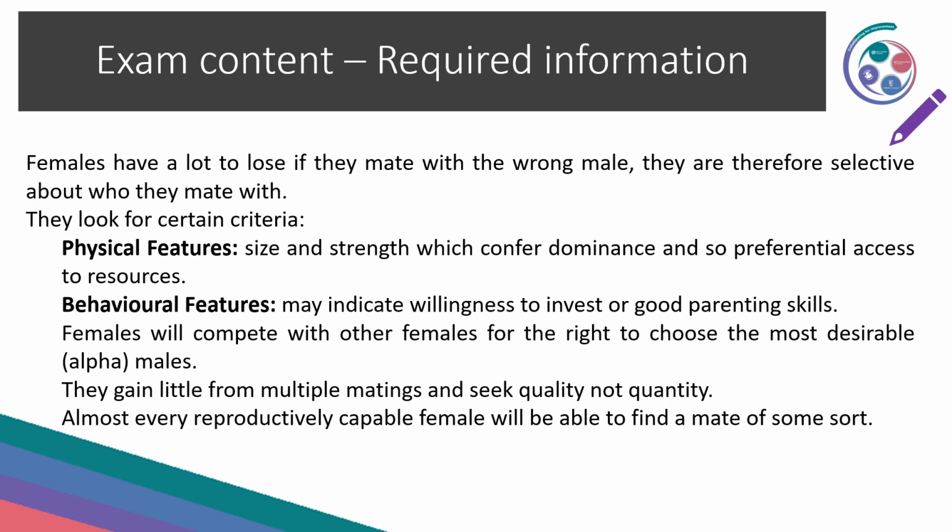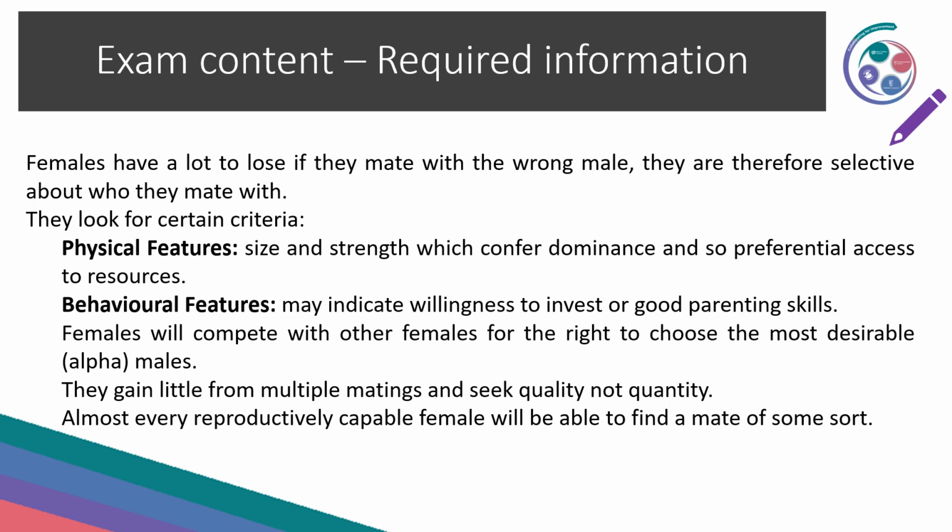So females have a lot to lose if they mate with the wrong male, and they're therefore selective about who they mate with. They look for certain criteria, and these include physical features, so size and strength, which confer dominance and so preferential access to resources. So a female is looking for a male that is big and shows that he can provide food or other resources to her.